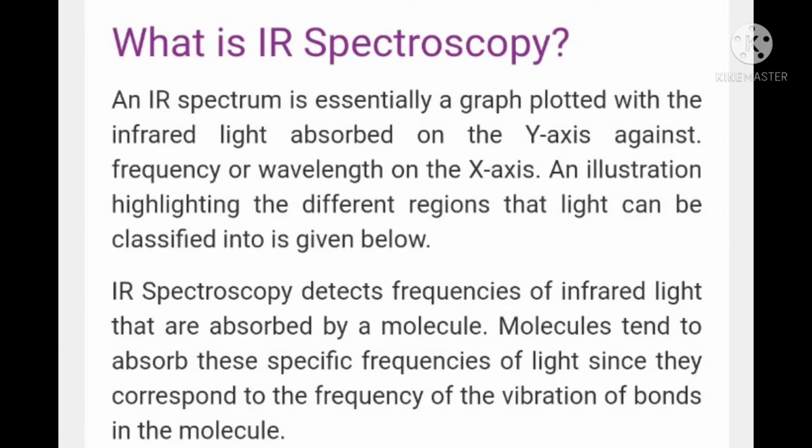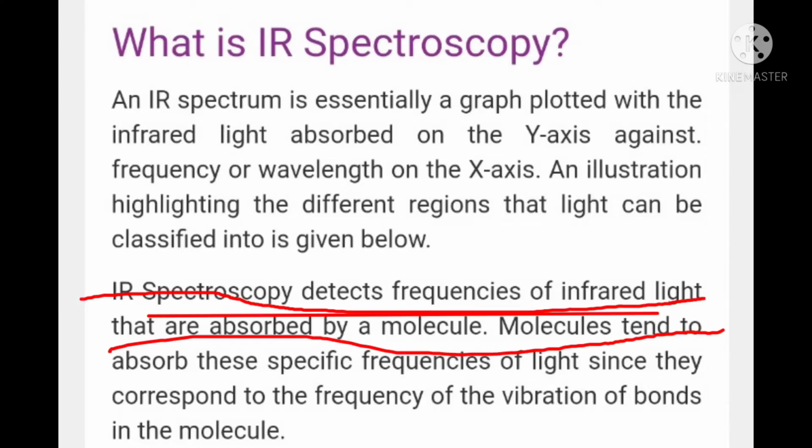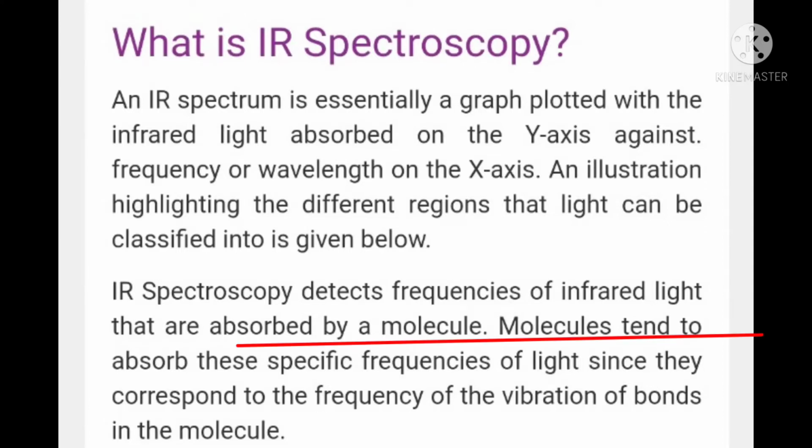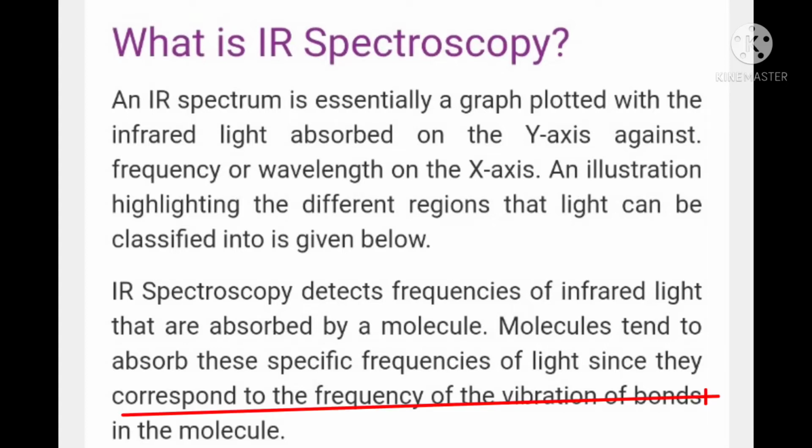IR spectroscopy detects the frequency of infrared light that is absorbed by a molecule. Simply, IR detects the frequency of infrared light that is absorbed by the molecule. Molecules tend to absorb this specific frequency of light since it corresponds to the frequency of vibration of bonds in the molecule. IR is nothing but the infrared region.